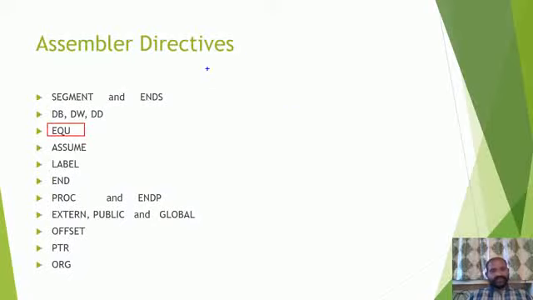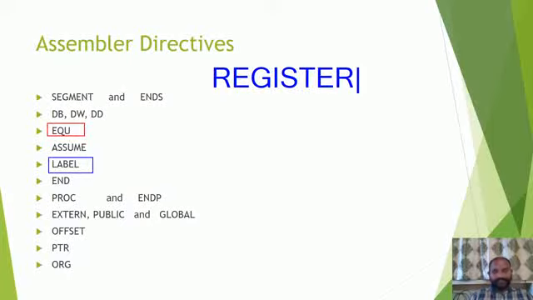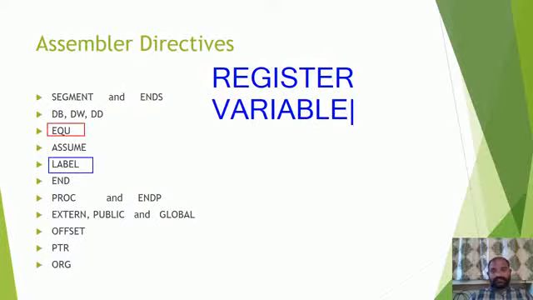The next one is the label. I'll come back to the assume later, because the assume is going to be followed in the program. So let me take the label. What exactly is the label? When defining the label, I would like to define three parameters. One is a register, another one is a variable, and another one is a label.